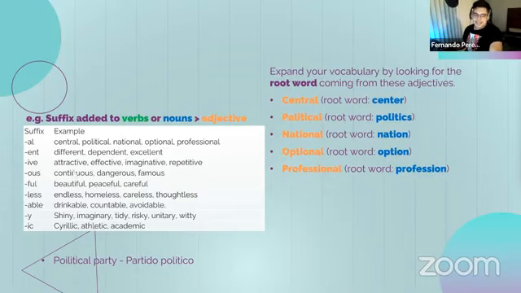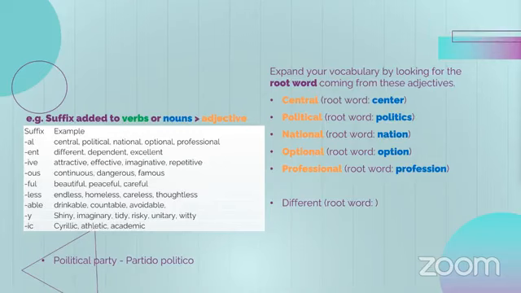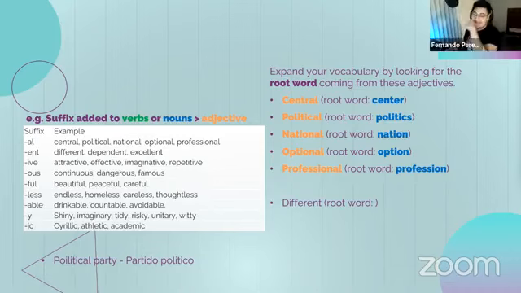Now, this one is interesting. We can think that different is a root word, but actually it's a construction of a verb together with the suffix ent. We have seen the word, but let's see if you remember. Different. What is the root word for different?